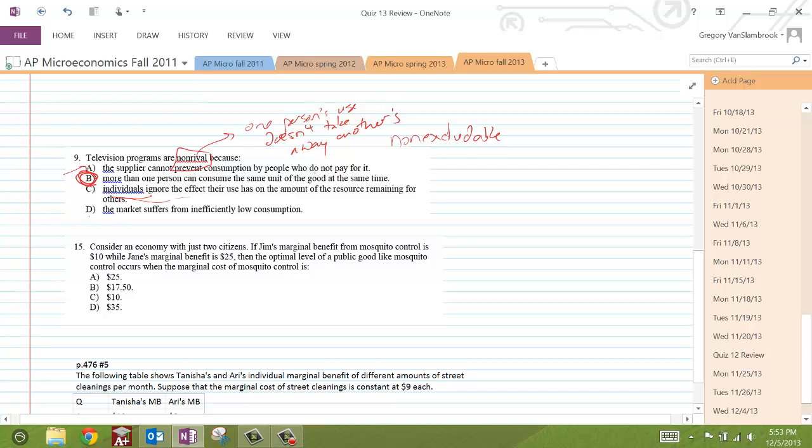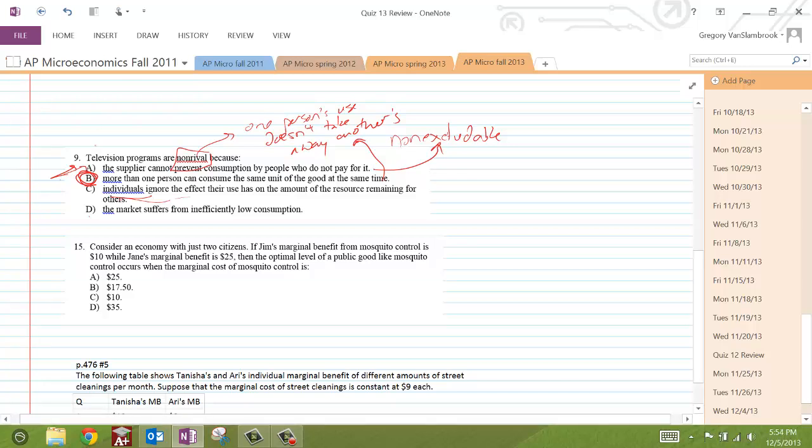More than one person can consume the same unit of the good at the same time. That's really a restatement of this definition I wrote. And notice that choice A is basically a definition of non-excludable. If the supplier cannot prevent consumption by people who did not pay for it, then it's non-excludable. In other words, public television programs, since they're broadcast over publicly available frequencies, are basically non-rival and non-excludable. The supplier can't prevent consumption. Anybody who has a TV doesn't have to pay for an individual program. And they're non-rival, in that one person's use doesn't necessarily take away another's use.